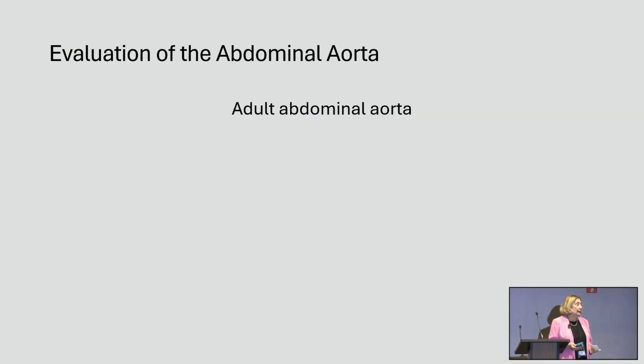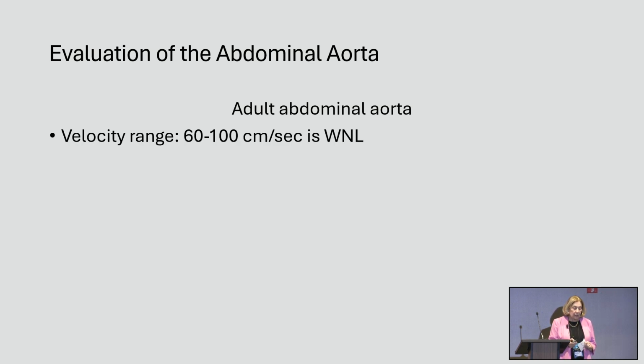So when we look at the adult abdominal aorta, children, of course, are going to be different, and there are some differences between men and women, but in general, the velocity range is going to be between 60 and 100 centimeters per second. That's within normal limits. I have seen higher and I have seen lower, and if it falls out of what we call classically normal, then you have to figure out, is that something that's clinically significant, or is it just that person?